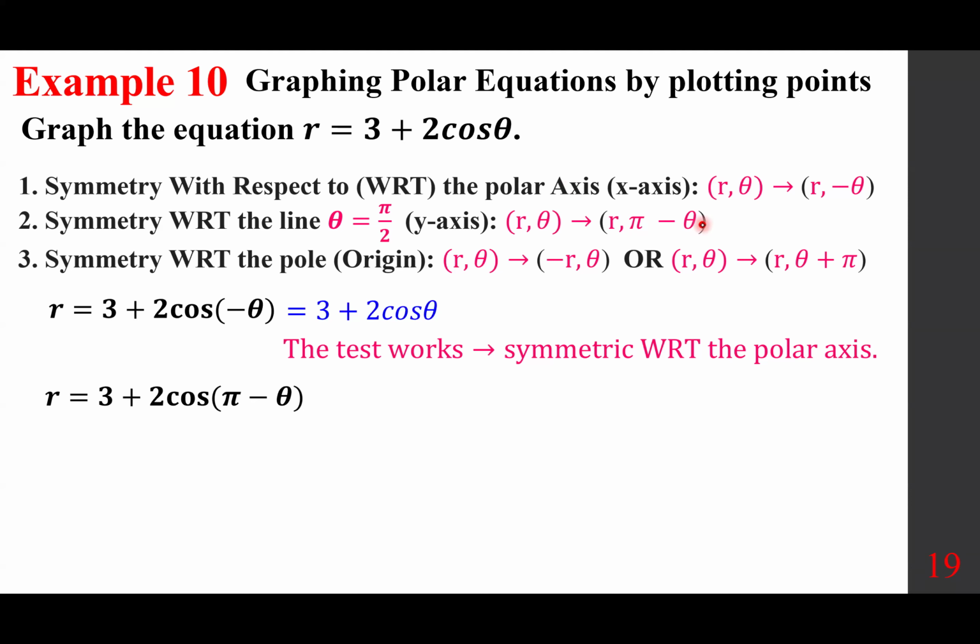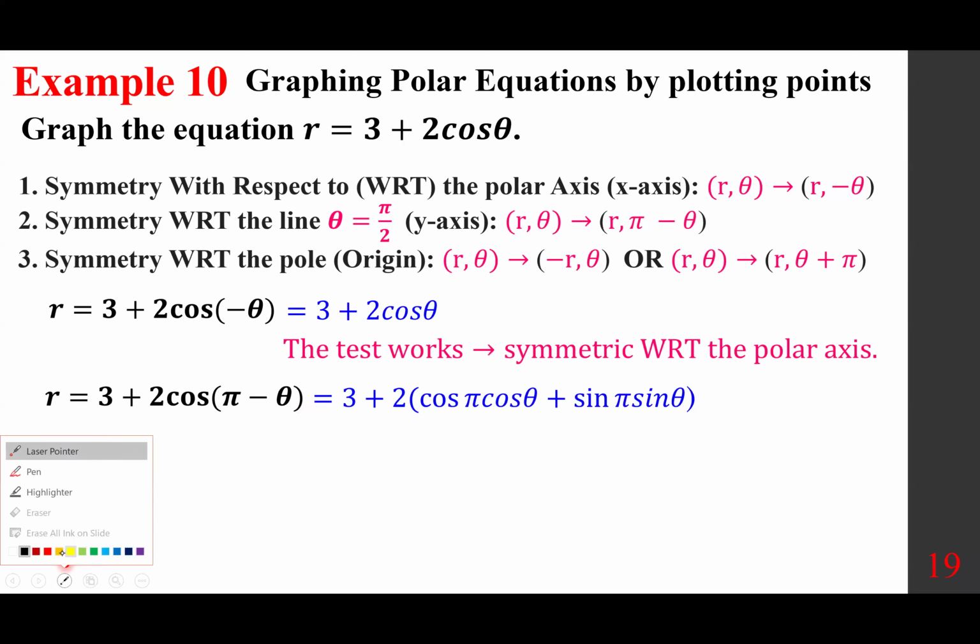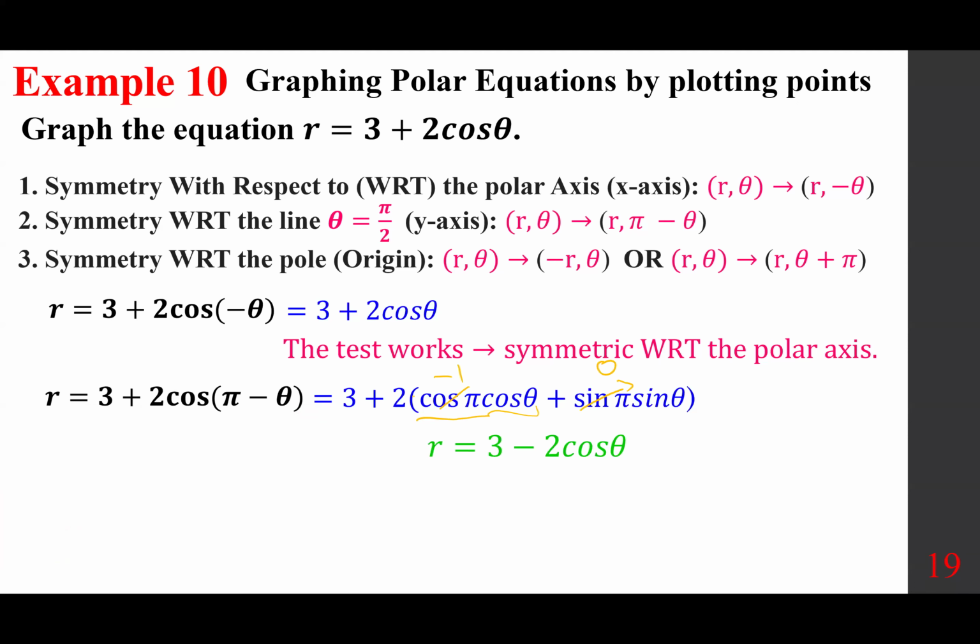Let's replace it with pi minus theta and expand it. So this 3, this plus 2, and then the brackets cosine pi cosine theta plus sine pi sine theta, and we know that cosine pi is -1. This is 0, so that goes away. So this is minus cosine theta times 2 makes it minus. So 3 minus 2 cosine theta, there is no symmetry. The test fails here.